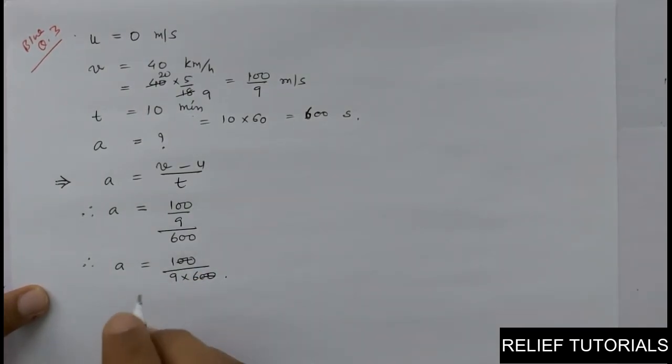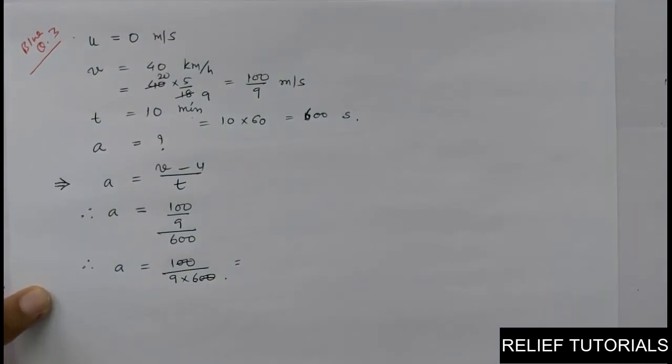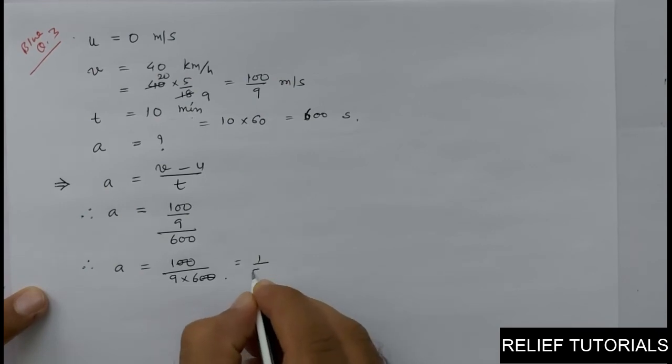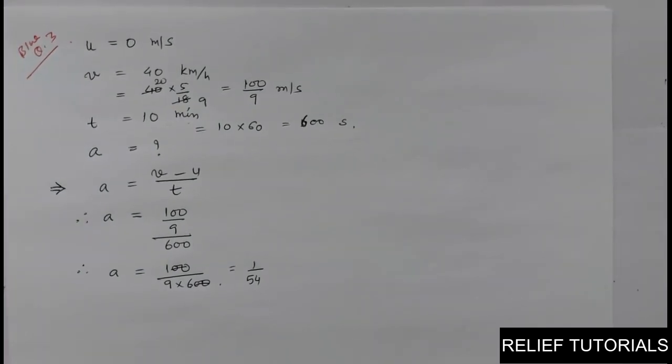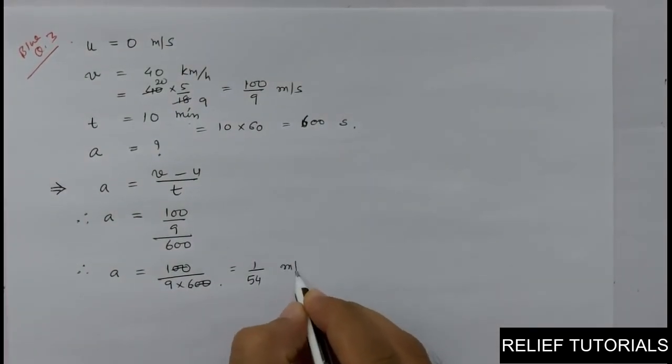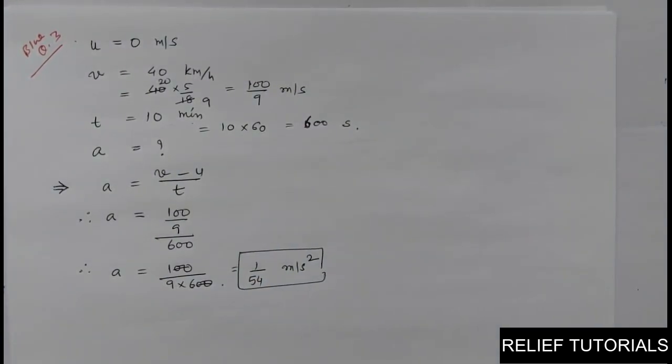So 2 zeros will be cancelled. So 9 6s are 54. So it's 1 by 54 meter per second square. For such complicated fractions, there is no need to convert it into decimals. That is okay here. So this is all about the numericals regarding only acceleration.